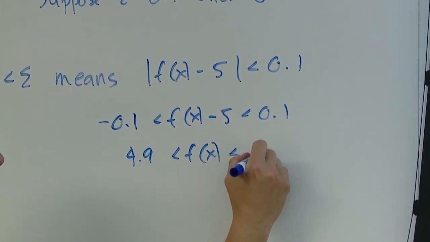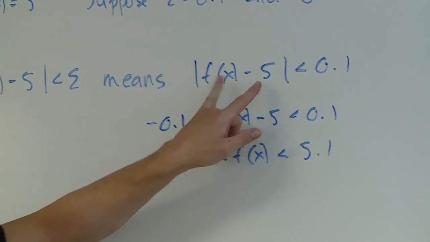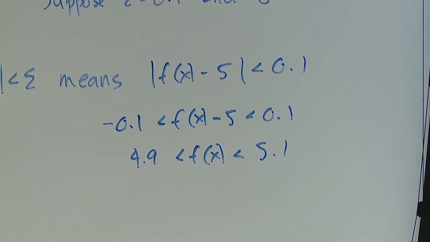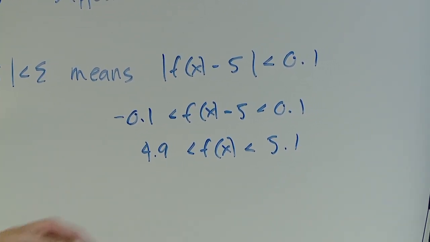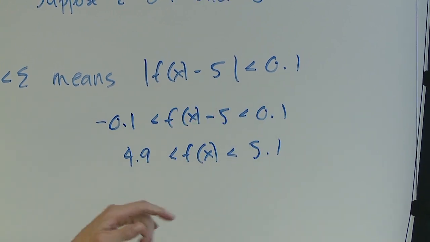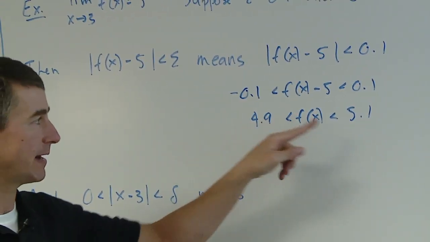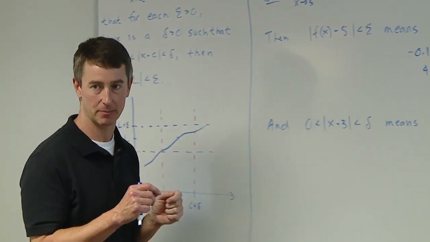4.9 and 5.1. So in this case, we are given an epsilon. I often think about this as a person on the street who gives us this epsilon. So he is giving us an epsilon of 1/10. That means that we need to make the function stay between 4.9 and 5.1, because those are within 1/10 of our limit of 5.